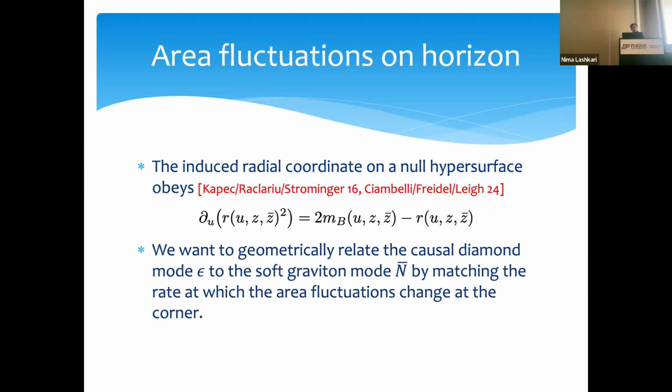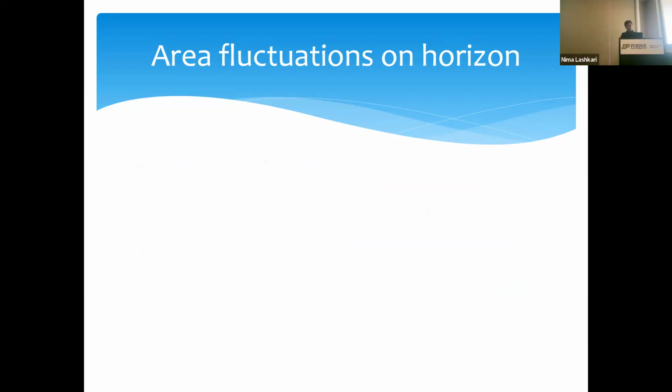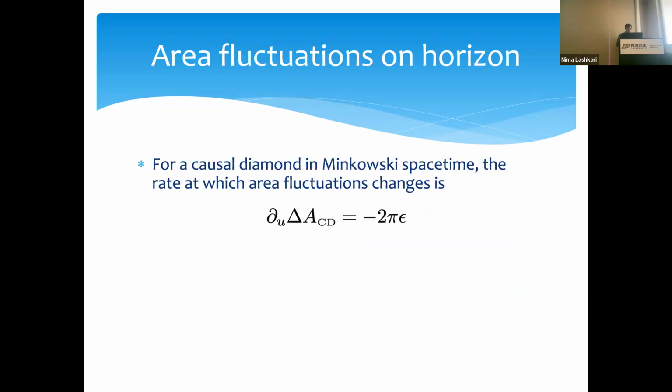So what we want to do is geometrically relate the causal diamond mode epsilon, which captures the fluctuations of the area of a finite causal diamond, to the soft graviton mode N, which also, it turns out, measures the rate at which area fluctuations change at the corner. The way to do this is very simple. We just look at the two different spacetimes, stick them into the differential equation that I showed on the previous slide, and then compute. For a causal diamond in Minkowski spacetime, we can just set M_V equal to 0, because Minkowski spacetime's Bondi mass aspect is equal to 0. And you can very quickly see that the rate at which the area fluctuations change is just controlled by the length fluctuations, which is captured by epsilon.